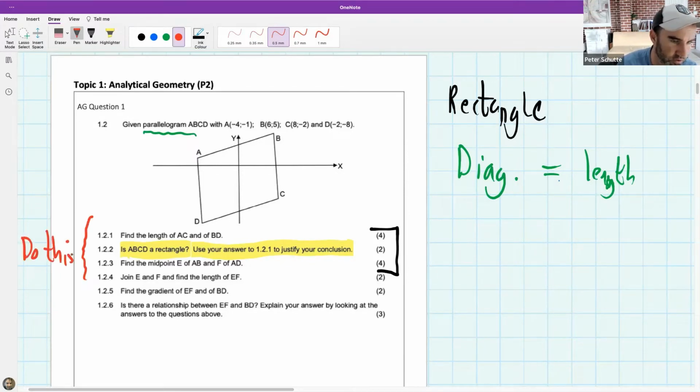But we're just going to do this. And this is from an old exam paper that I was involved with. So let's see how you do.